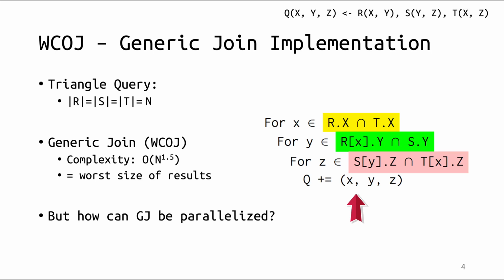On the right, we can see generic join. Using the variable order x, y, z, it consists of three nested loops, one for each variable. Generic join is easy to implement and quite efficient, assuming access to indexes on the input relations. However, it is unclear how to parallelize it efficiently, while also keeping the optimality guarantees.